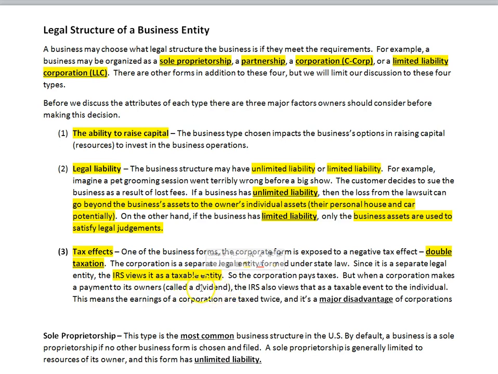But when they pay a dividend to the owners, the IRS also views that as a taxable event to the individual. So the money is being taxed twice. It's being taxed once at the entity level and then again at the individual level. And this is a major disadvantage of corporations.